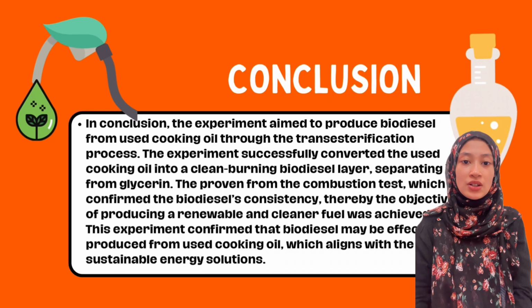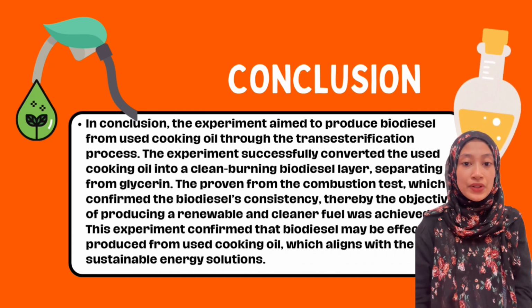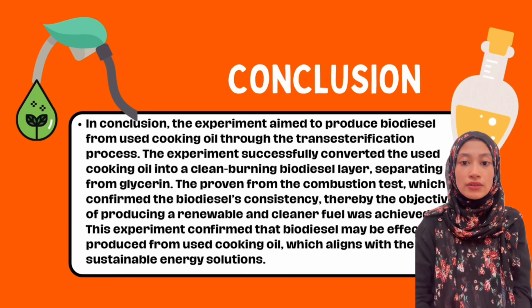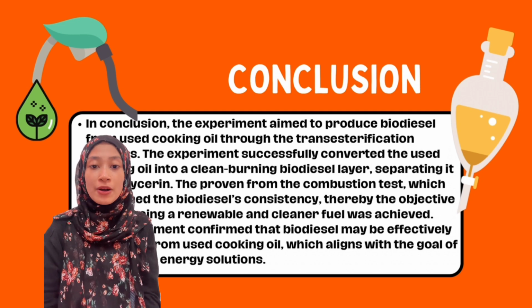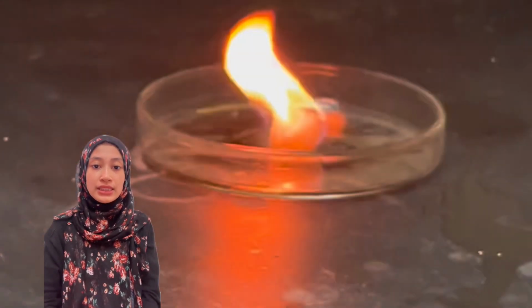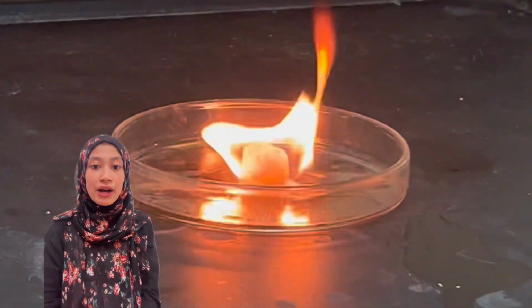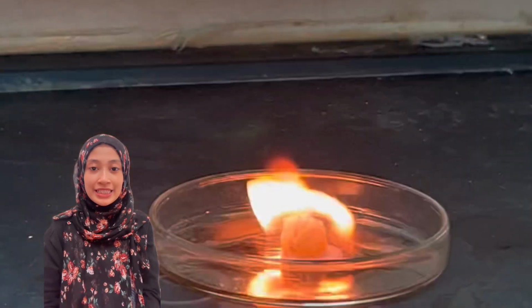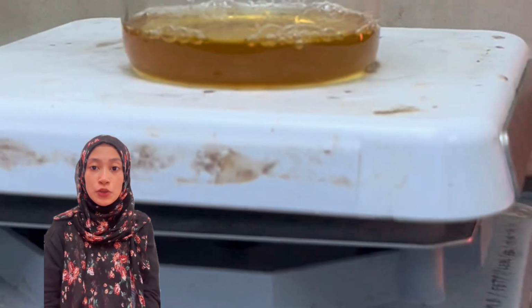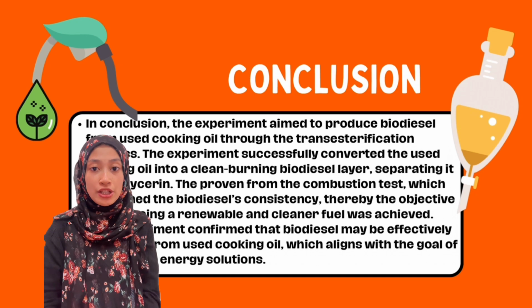Then, for the conclusion part. In conclusion, the experiment aimed to produce biodiesel from used cooking oil through the trans-esterification process. The experiment successfully converted the used cooking oil into a clean burning biodiesel layer, separating it from glycerin. This was proven by the combustion test, which confirmed the biodiesel's consistency, thereby the objective of producing a renewable and cleaner fuel was achieved.